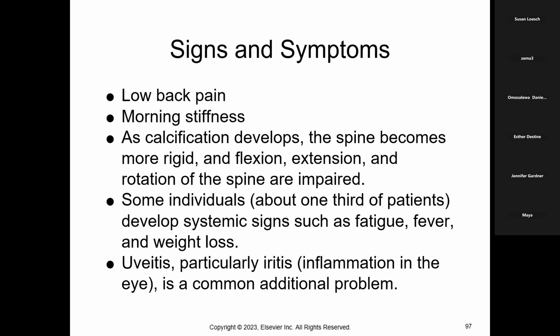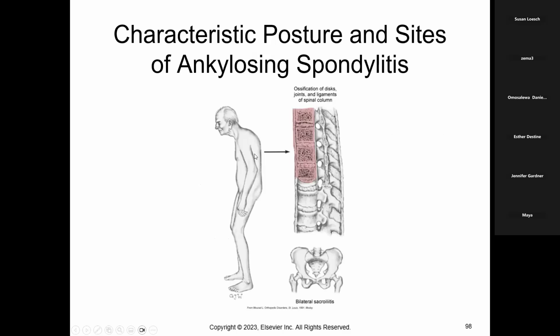Some of the people will have systemic signs like fatigue, fever, weight loss, and it can affect the eyes, especially the uvea, and lead to uveitis. That's like in the middle part of your eye. Again, we have ossification of the disc, the joints, the ligaments.